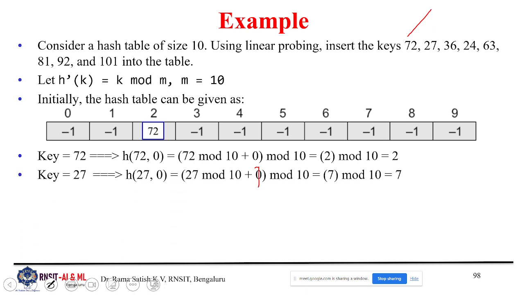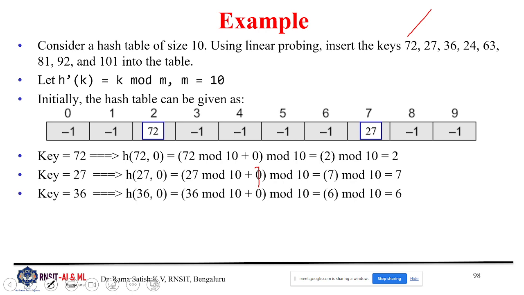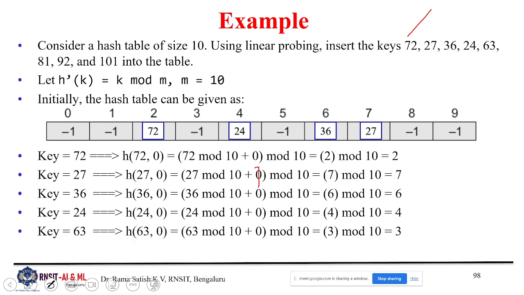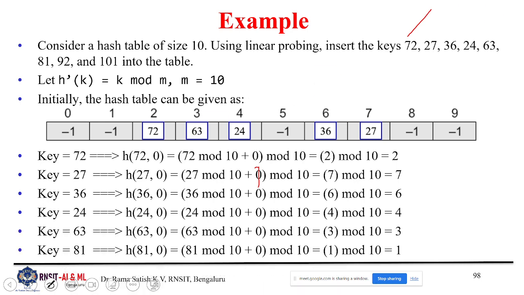Next element is 27. 27 modulus 10 gives 7, so the 7th location. Similarly, 36 goes in the 6th location, 24 in the 4th location, then 63 in the 3rd location, then 81 in the 1st location. Up to here, everything is fine. You have entered 27, 36, 24, 63, and 81.